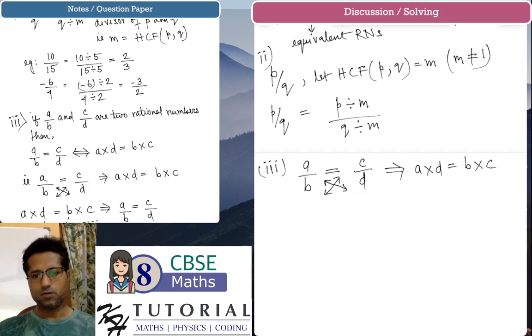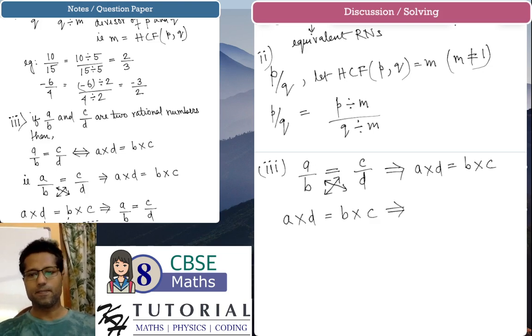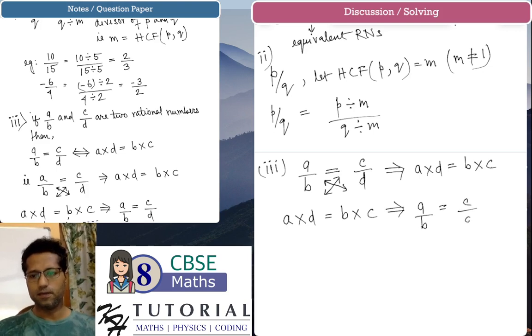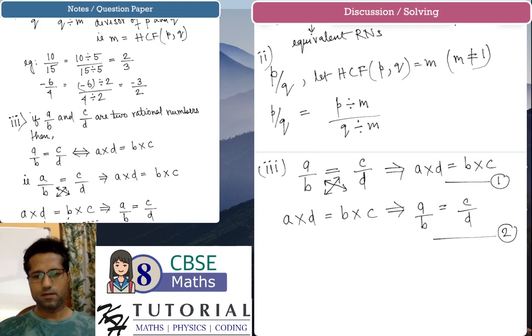Also, if you have something like A into D is equal to B into C, this will also imply that A by B is equal to C by D. Now, if you consider this as result 1 and this as result 2, combining 1 and 2, I hope you are aware of this symbol.